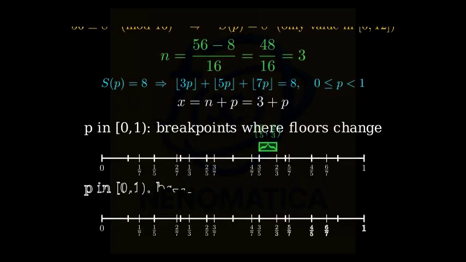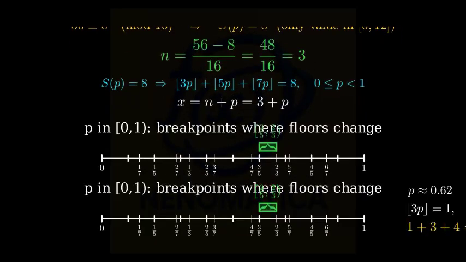We can verify with a sample value, say p equals 0.62. Then floor of 3p is 1, floor of 5p is 3, and floor of 7p is 4. The sum 1 plus 3 plus 4 equals 8, as required.